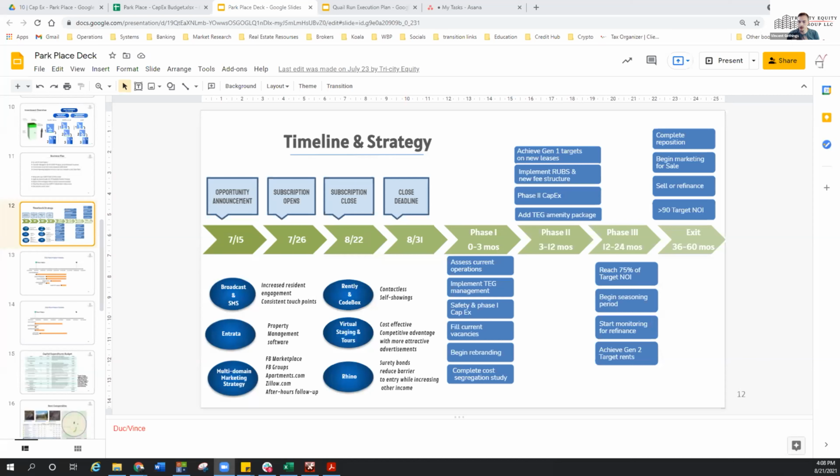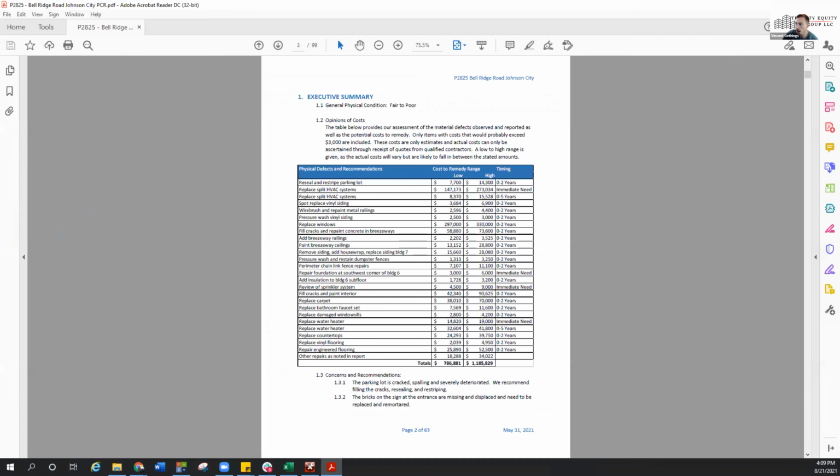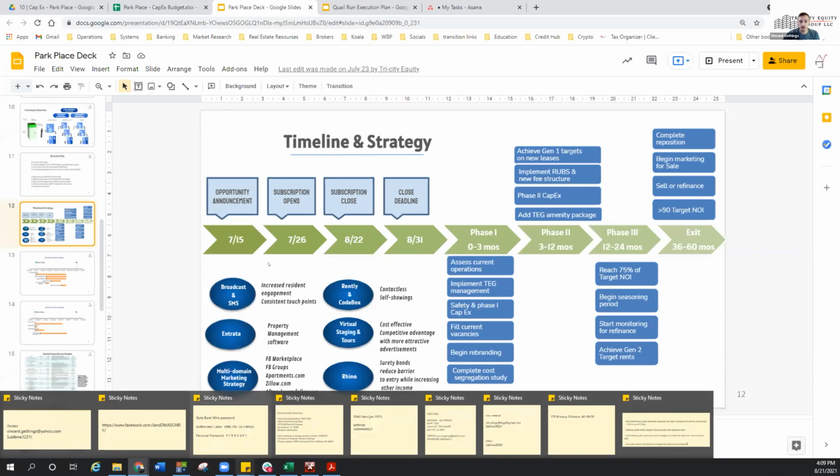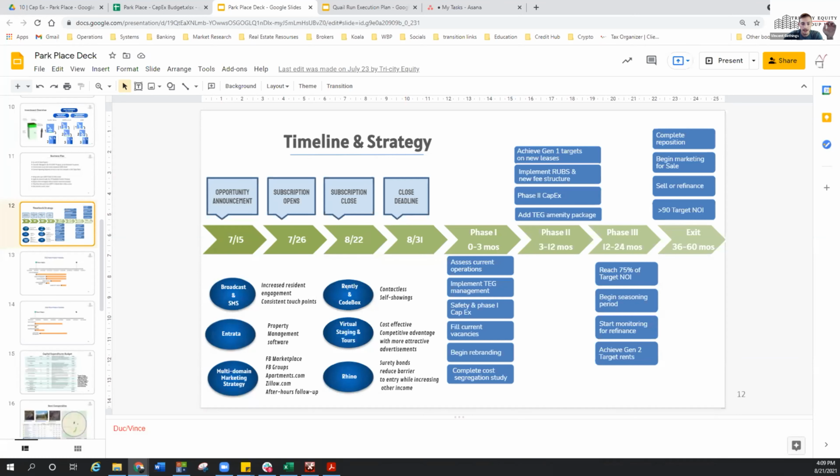Yeah, absolutely. So we do a kind of dual approach. And everybody see my screen here, timeline strategy. We'll quickly go through this. So phase one, we get on the ground, we assess current operations. Then you start implementing your management systems. And the phase one CapEx we do is always going to be safety items. Remember, we have the PCR here, and on our walkthrough we're going to identify safety issues. These are things you're going to want to knock out immediately. Any kind of safety hazard issues are always going to be the first things you do.